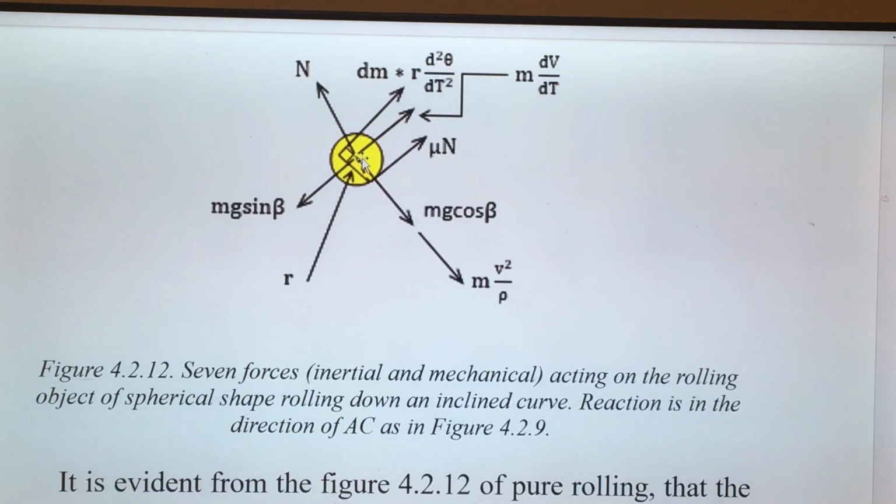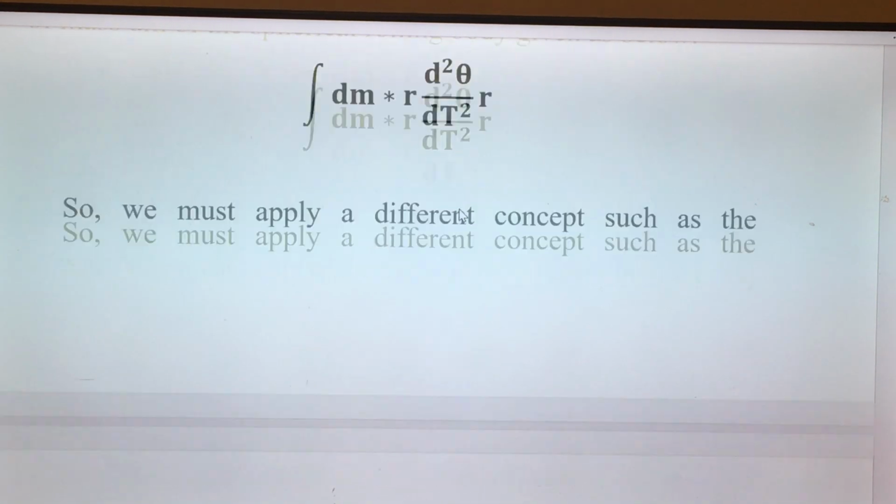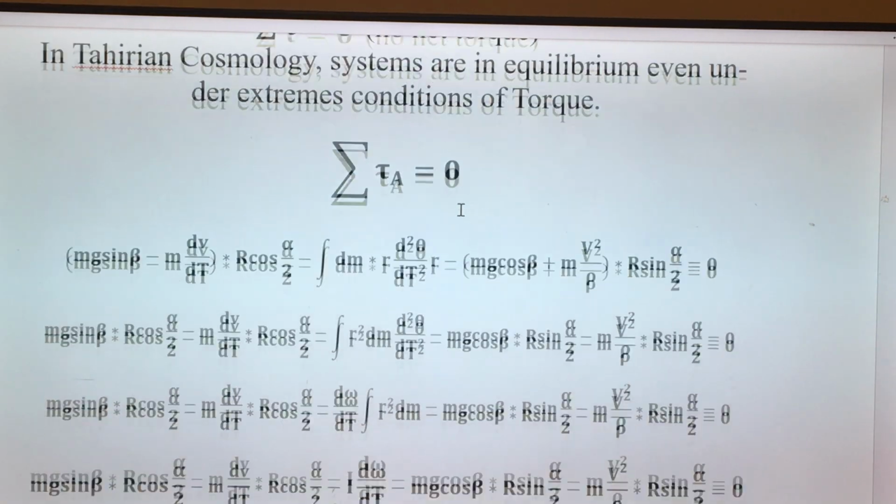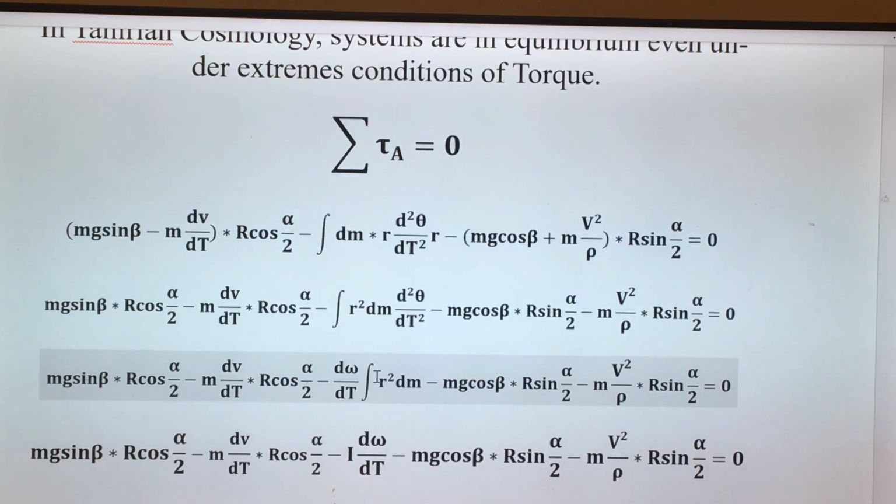Why? Because any diametrical plane parallel to this line, the diameter passing from the center, is rotating with the same angular velocity as this line. So this angular velocity is the angular velocity of the rolling object.